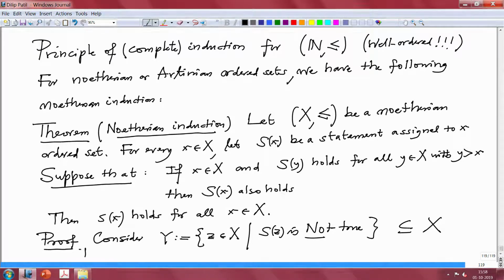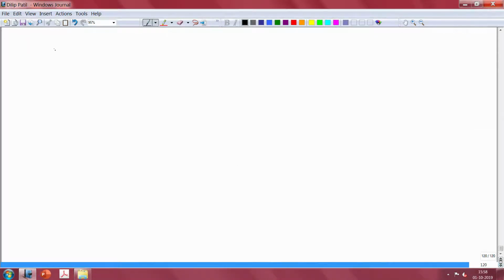So, to prove Y is empty, there is nobody in Y. Why? Suppose not. I will write on the next page. Suppose Y is non-empty. Then we should get a contradiction. But a contradiction to what? Our Noetherianness. So Y is a non-empty set. Then the Noetherianness assumption will tell you Y has a maximal element.